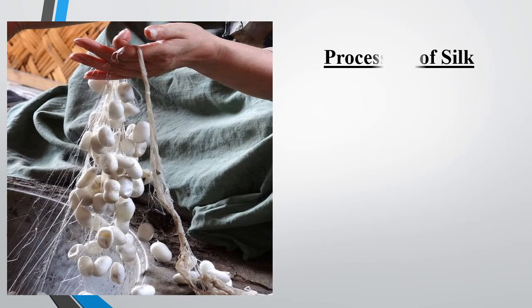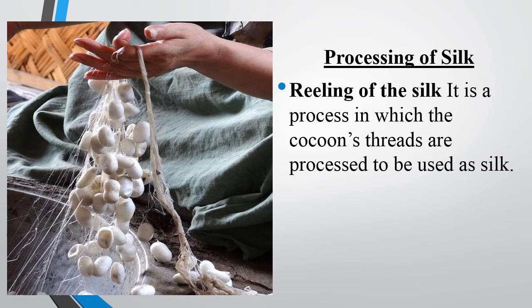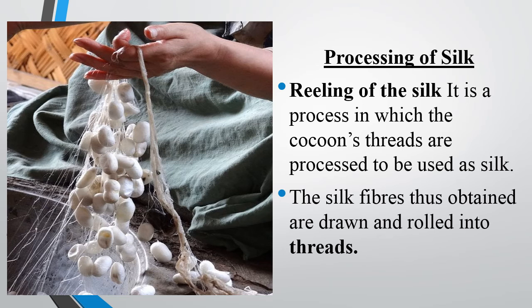So next is the process of silk. The cocoons are collected and boiled in water to kill the pupa inside them. After boiling, the thread of the cocoon is carefully removed. This process of collecting the thread from cocoon we call reeling of the silk. This is done using special machines, and the resulting silk we call raw silk, and then it can be dyed into various colors and the silk thread is ready for weaving.